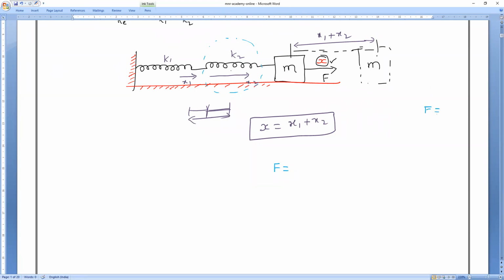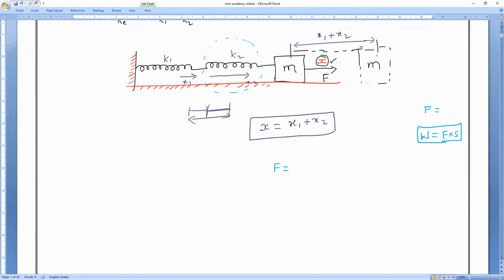Normally, we know that work done is equal to what? Force into displacement. Am I right or wrong? So the work done by the spring is equal to force into displacement. Now, if you observe very carefully, Newton's second law, yesterday we have done.